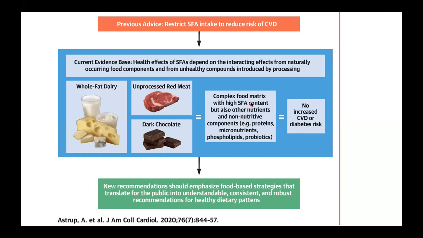Why is it so? Because of the complex food matrix. They have high saturated fat content, but they also have other nutrients. For example, they have protein, micronutrients, phospholipids, and probiotics, and they are a very rich source of iron and B12. So based on these findings, a new recommendation should be laid down regarding the intake of saturated fat.